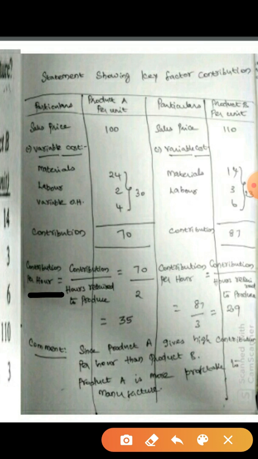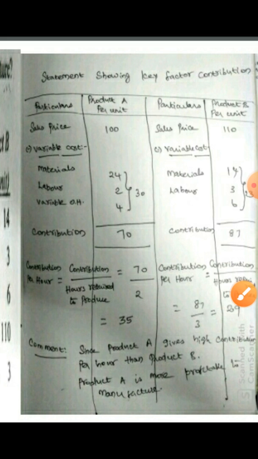By doing the above workings, we have found that for product A the contribution is 70 and for product B the contribution is 87. On both sides I have written the formula and I am substituting the values, contribution 70 and contribution 87. Then, hours required to produce: at the end of the question, we have been given standard time per product in hours. For product A it is 2 hours, and for product B it is 3 hours.